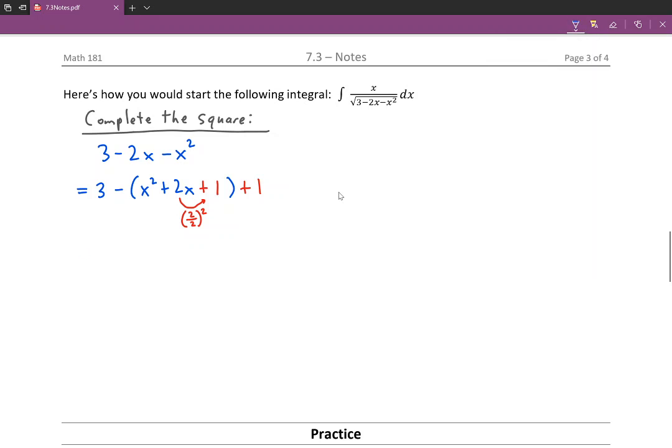Let's go ahead and add the 1 to the 3 to give you 4. Then we put minus, and then we can factor that perfect square. It factors as x plus 1 quantity squared. Now, it may not seem like we've done very much, but when we go back over to the integral, I'll just continue it on down here. We have the integral of x over the square root of 4 minus x plus 1 squared dx.